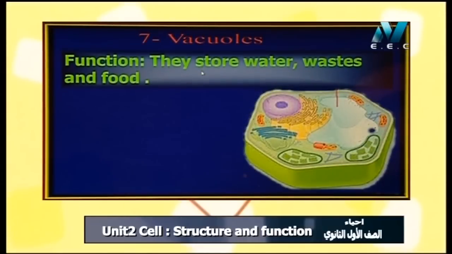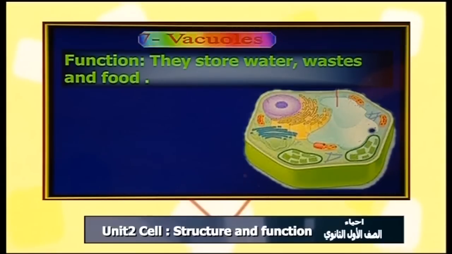These are vacuoles. Of course, vacuoles have an important function. They store water, wastes and food. But there are a few big vacuoles in the plant cell, and a great number of small vacuoles in the animal cell. So in the plant cell I may find one or two big vacuoles, but in the animal cell I find small vacuoles in large numbers. Vacuoles store water, wastes and food.